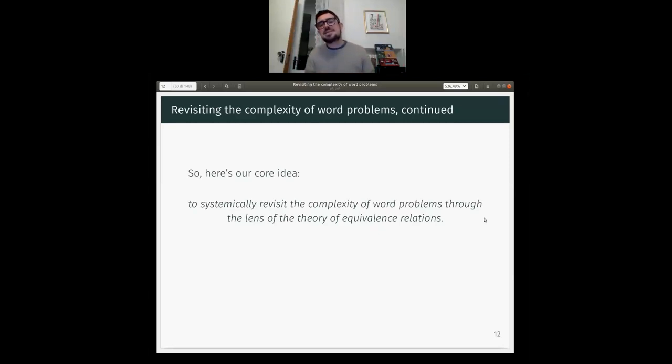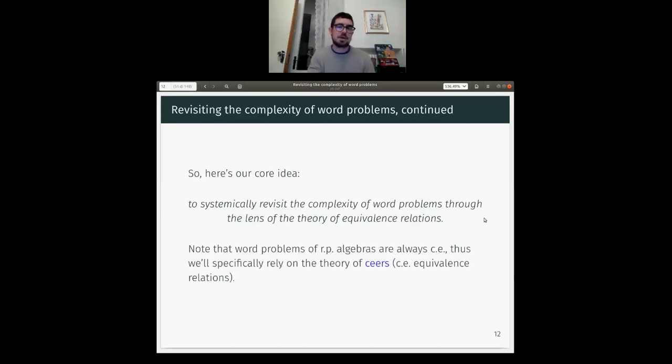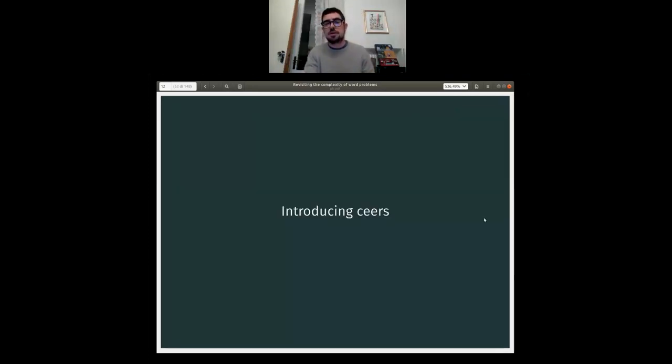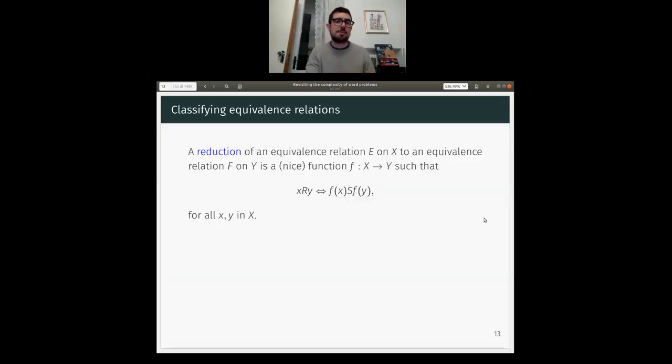So the idea is, let's take seriously the idea that word problems are equivalence relations, and to compare their relative complexity, use reducibility that works on equivalence relations. So let's use the theory of equivalence relations, which grew immensely in the last decades. In particular, since the word problems for recursively presented algebras are always CE, we'll specifically rely on the theory of CE equivalence relations. So this is where I'm going to move now.